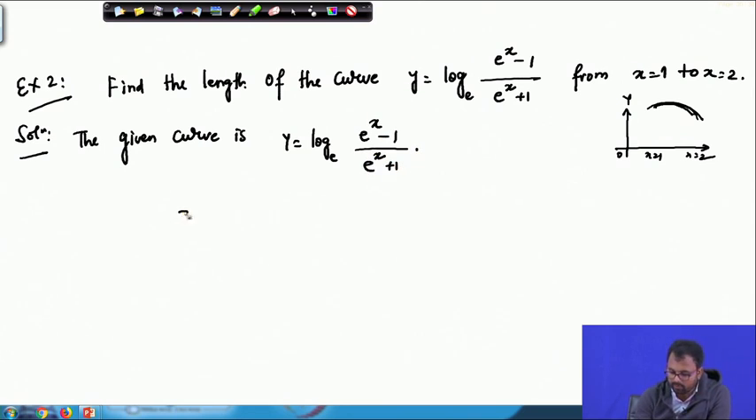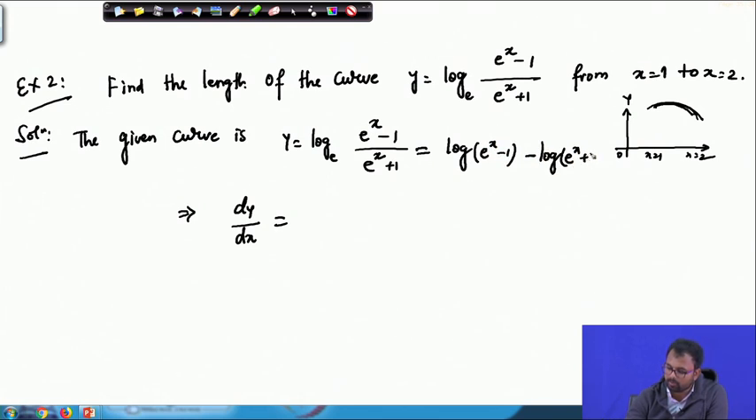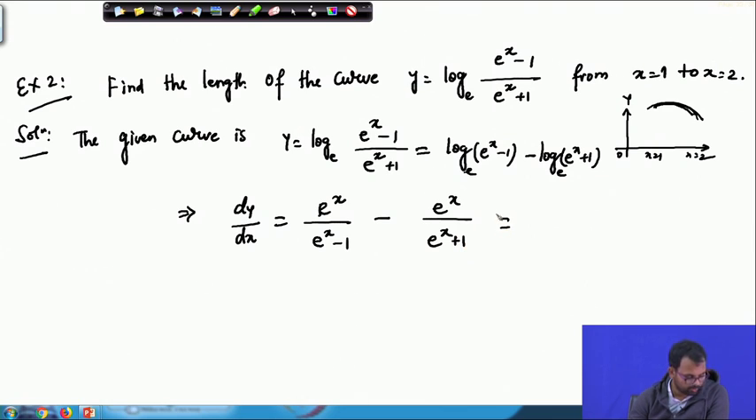So, from here we will calculate dy/dx equals to... We can also write this as log of (e^x - 1) minus log of (e^x + 1). Now doing the derivative would be fairly easy. It will be 1 by (e^x - 1), and then times e^x, minus e^x divided by (e^x + 1). So, this whole thing will reduce to 2e^x divided by (e^(2x) - 1). All right. So, that is the derivative.